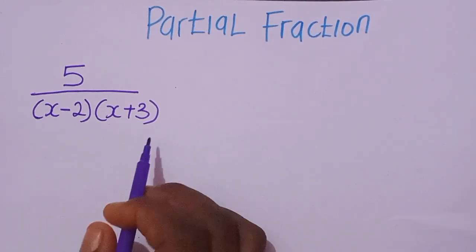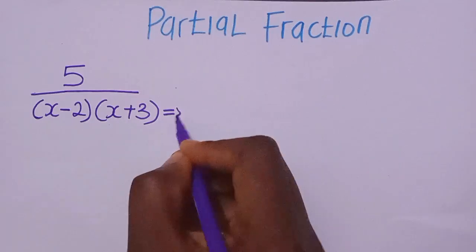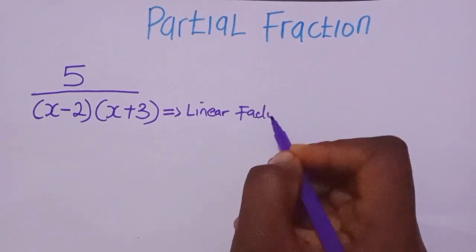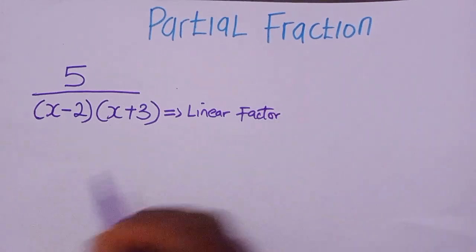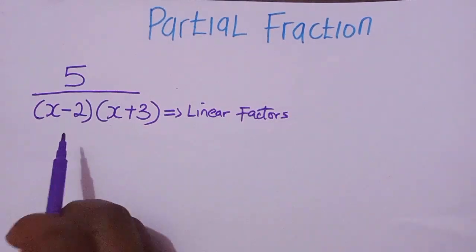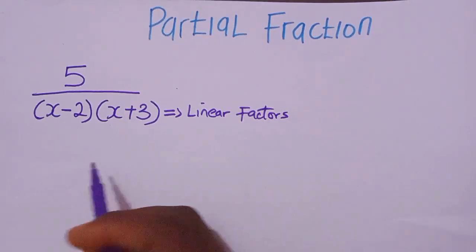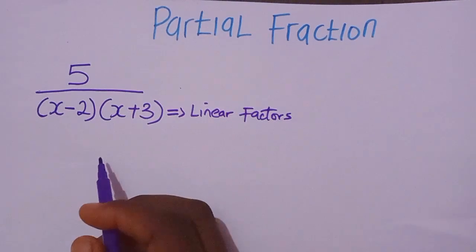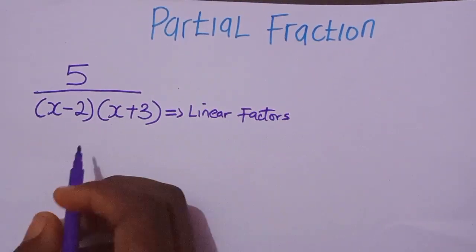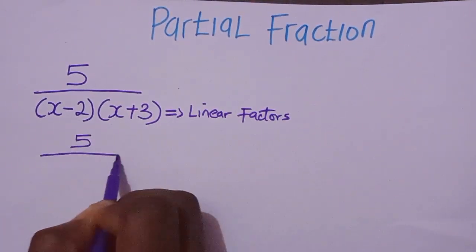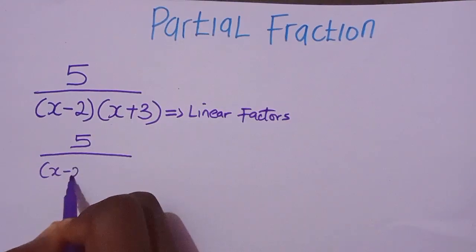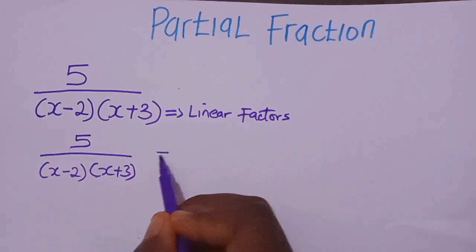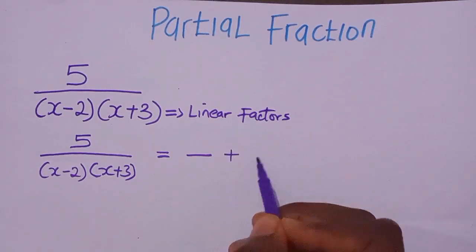The denominator is called a linear factor. So it's the denominator that will determine how many fractions we have. If you check, we have 2 factors. So we write it as 5 over (x minus 2)(x plus 3). Since we have 2 factors, that means we are going to have 2 fractions.